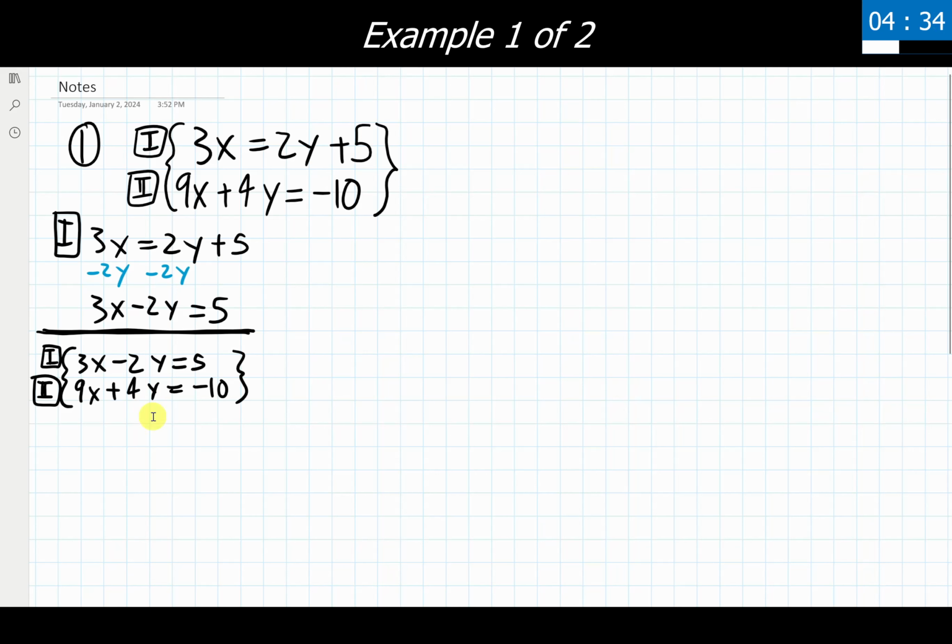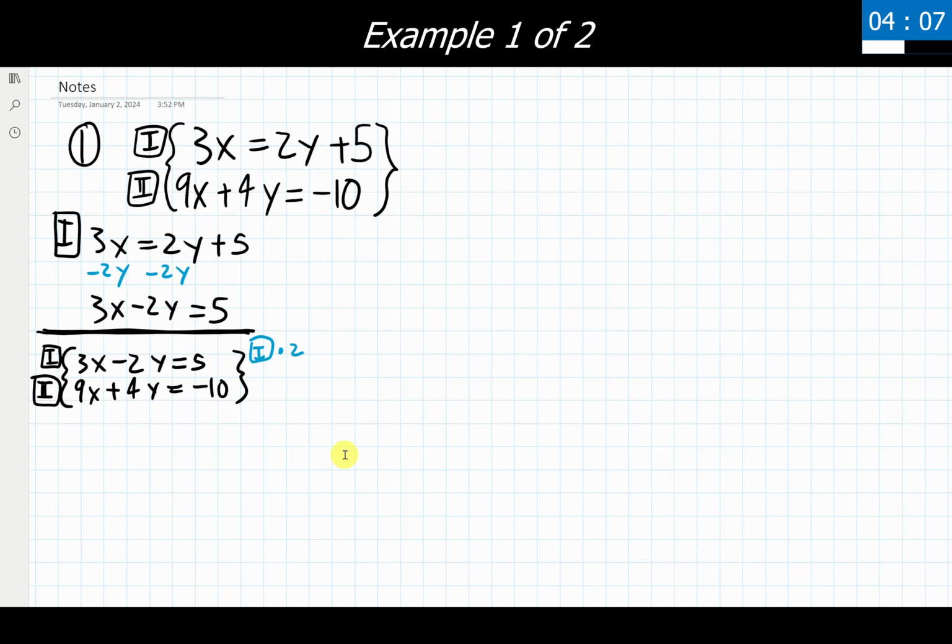I do also have the option of only multiplying one of these equations and scaling only one of them up. I'm going to use that here because if I multiply this first equation by 2, the coefficient for y will become negative 2. So I make a note of that. I recommend making a note off to the side here. I'm going to multiply equation 1 by 2.